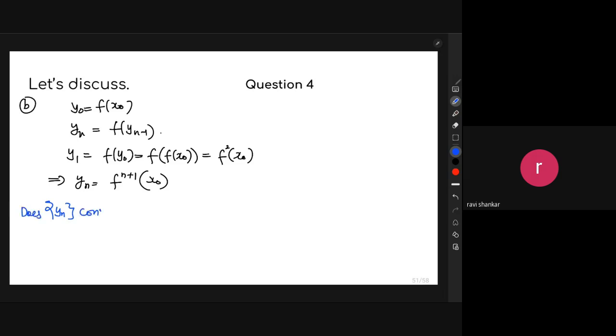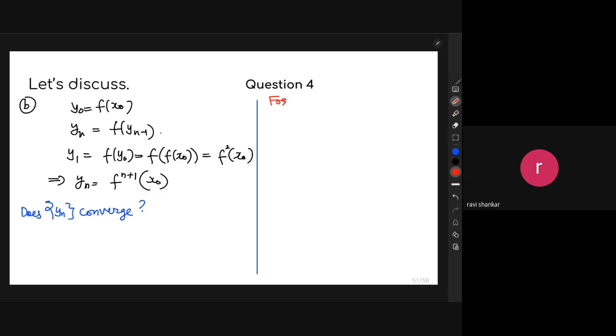Okay, so now if you construct such a sequence, does this converge? This is your question now. Okay, so for that, I'm saying this is not going to be true for whatever function you choose. It very much depends on the function that you are choosing. Okay, so let me give you an example.